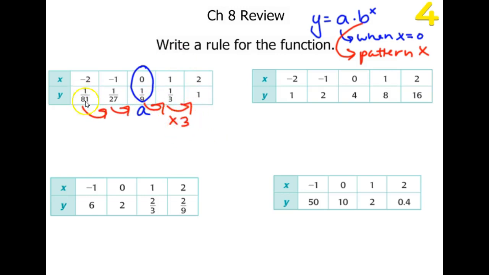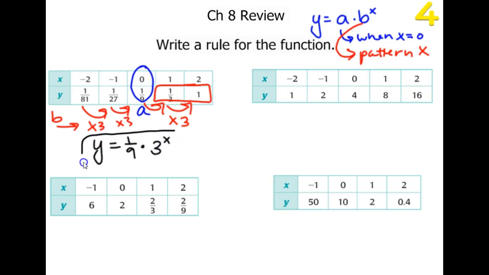If that's confusing to you, you can see that these are getting bigger or more positive. It's easiest to see between these two right here. 1/3, how many times would give you 1? Well, 1/3, 3 times would give you 1. If you're not sure, plug these ones in your calculator. This is going to be b. So our equation is y equals a, which is 1/9, times b, which is 3 to the power of x.